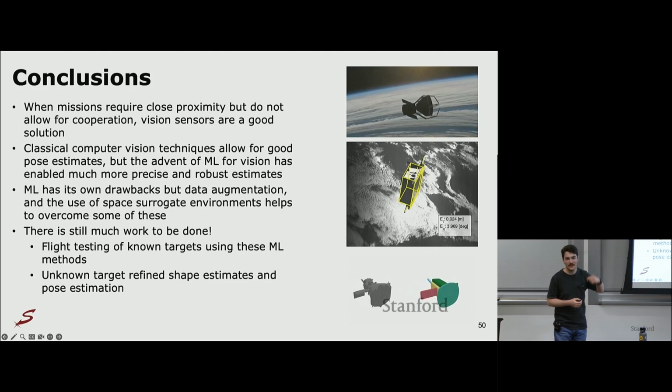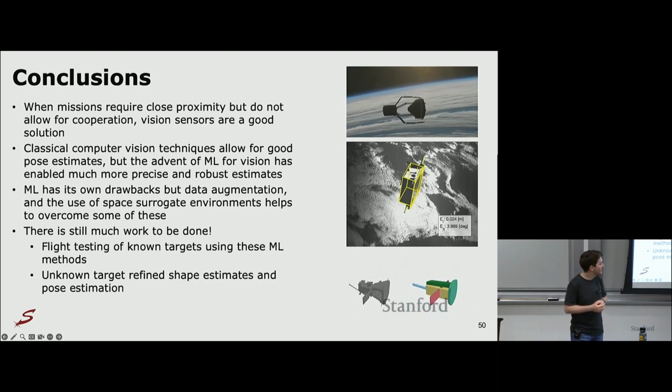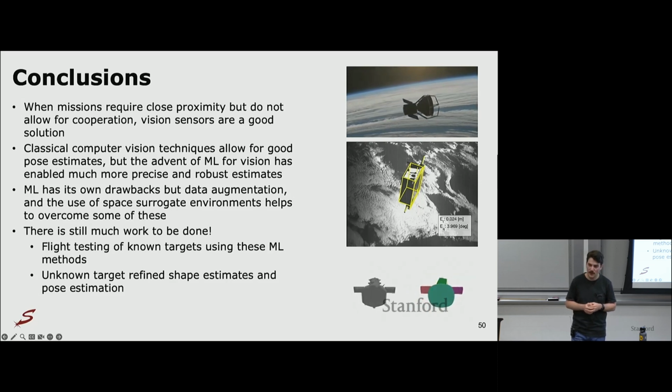But as I've mentioned tirelessly, there's a lot of work to be done here. Flight testing of known targets using these machine learning methods is still to be done. That would be a really cool thing to do. And then unknown target, refined shape estimates, and pose estimation is what I work on. And so I think it's the coolest thing to do.